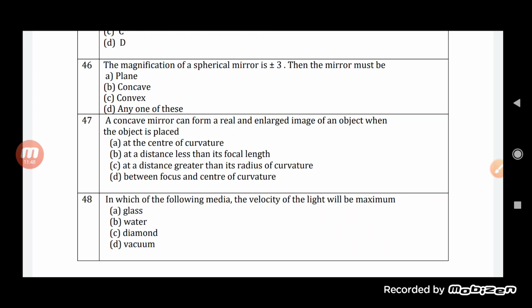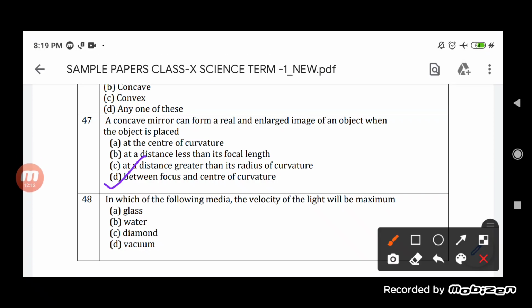But the correct option will be between focus and center of curvature, where the image formed is enlarged and real. At a distance less than the focal length, the image will be enlarged, but the nature of the image will be virtual. So we can say here that the correct option is between focus and the center of curvature.